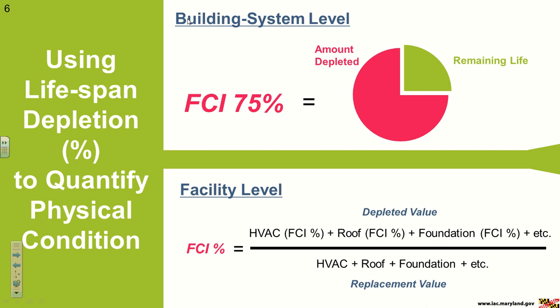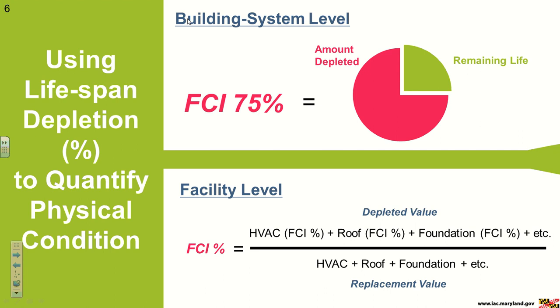This is especially important in managing a portfolio as we generally have scarce resources, and knowing where we can get the biggest bang for the buck is very important. In this slide, the pie chart represents a typical building system, such as a 20-year roof that has an estimated 5 years or 25% of its expected lifespan remaining. The FCI is 75% because the asset is 3/4 depleted. The higher the FCI, the worse the condition.